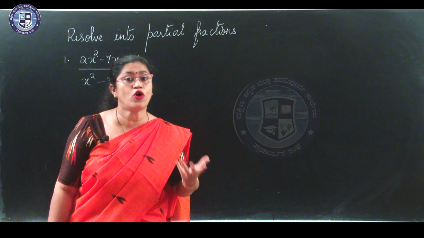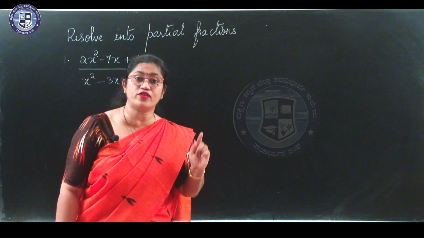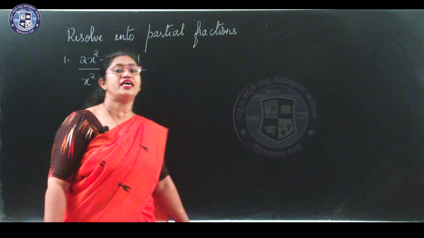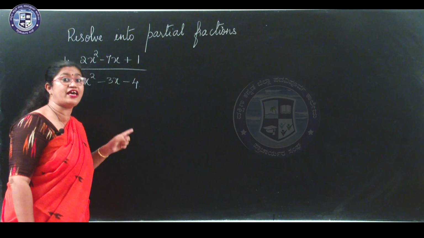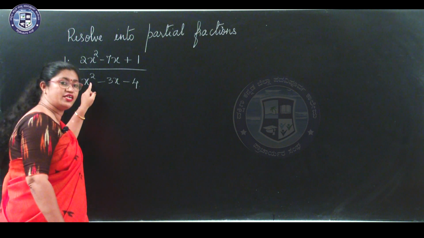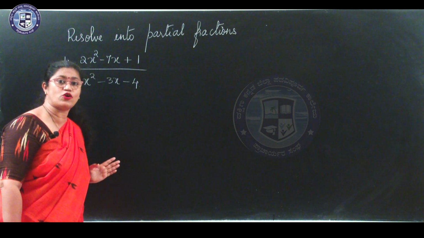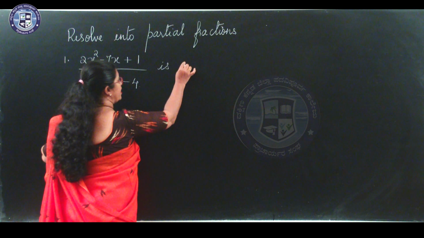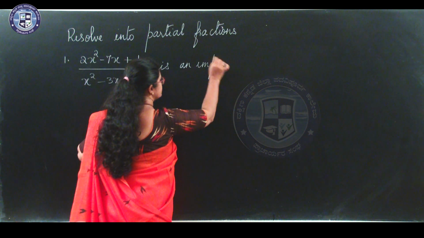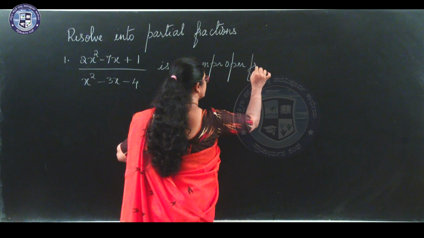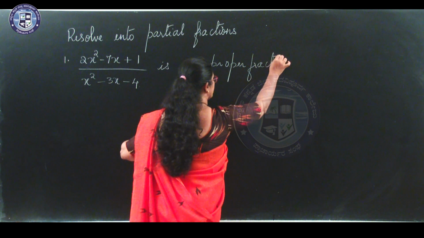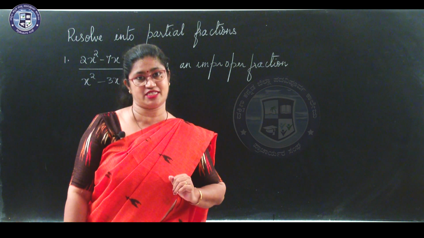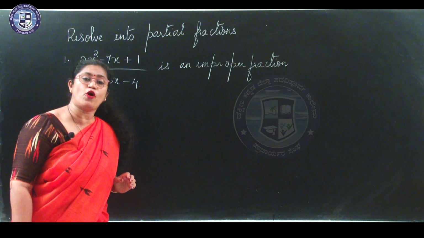I'll just repeat, what is an improper fraction? If the degree of the numerator is greater than or equal to the degree of the denominator, then such a rational function is called an improper fraction. So here this is an improper fraction. And we can resolve into partial fractions only proper fractions. But we are given an improper fraction.